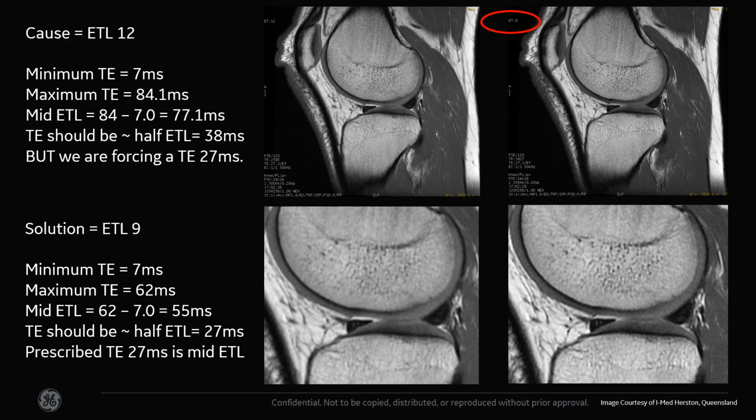And again, if we look at these images, the image on the left with the ETL of 12 is not bad. Like, it's reasonably good and you'd be happy if you got that on a day-to-day basis. But remember, we went from 2 minutes and 36 seconds down to 2 minutes 29. We've actually saved a little bit of scan time, not that that was the objective, but in saving that small amount of scan time, we've actually increased the spatial resolution of the image at no cost.